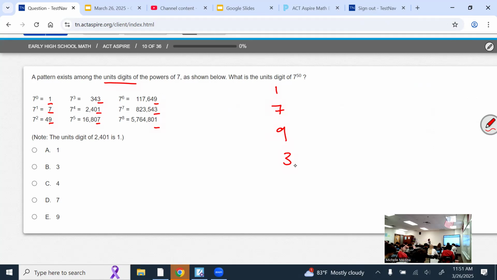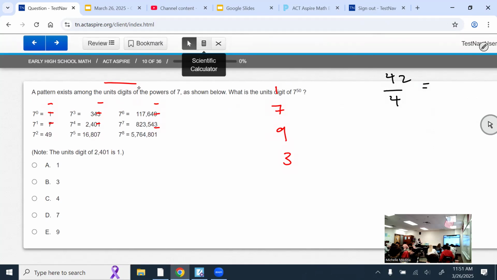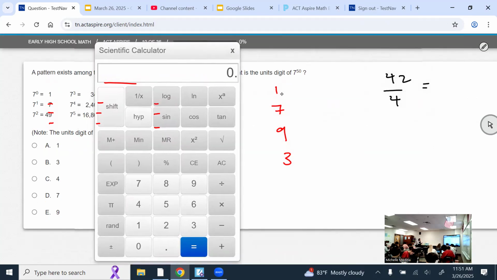So what I would do is, how many numbers are between 8 and 50? 42. And since one cycle is 4 numbers, I'm going to divide 42 by 4 to see how many cycles we would go through before we get to 50. 42 divided by 4 is 10.5. I'd be going through 10.5 cycles of those same 4 numbers.